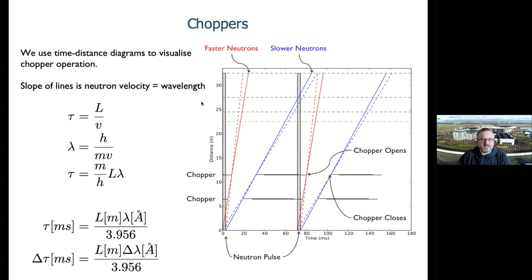The key thing about a time distance diagram is that the slope of the lines is the neutron velocity, and so is directly proportional to the wavelength. We can do various calculations of what the time of flight is for a given neutron, and work out what the opening time for a chopper needs to be to pass a certain range of wavelengths through. And in practice, these choppers can be made up of two disks next to each other, and the relative phasing of those disks can be varied to change the opening size. So we can actually change the bandwidth as well as choosing where exactly it is with respect to the neutron pulse. So we have a lot of control over both what wavelength we choose and what range of wavelengths we choose for our time of flight measurement.